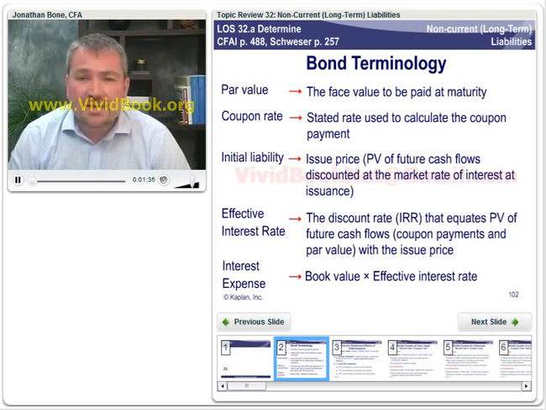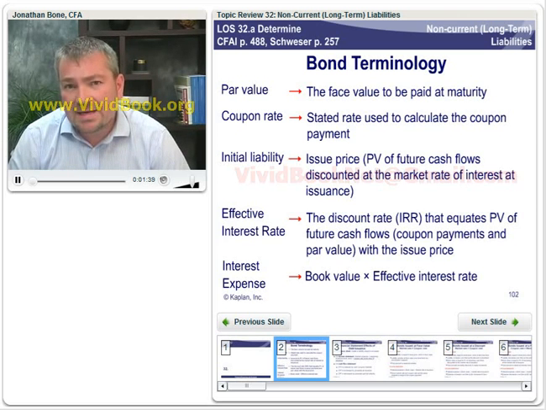Okay, on to the effective interest rate. And again, this is going to differ between IFRS and US GAAP. The effective interest rate is the discount rate that equates the present value of the future cash flows with the issue price. Well, that's true of US GAAP. So in other words, it's the market rate of interest at issuance with US GAAP.